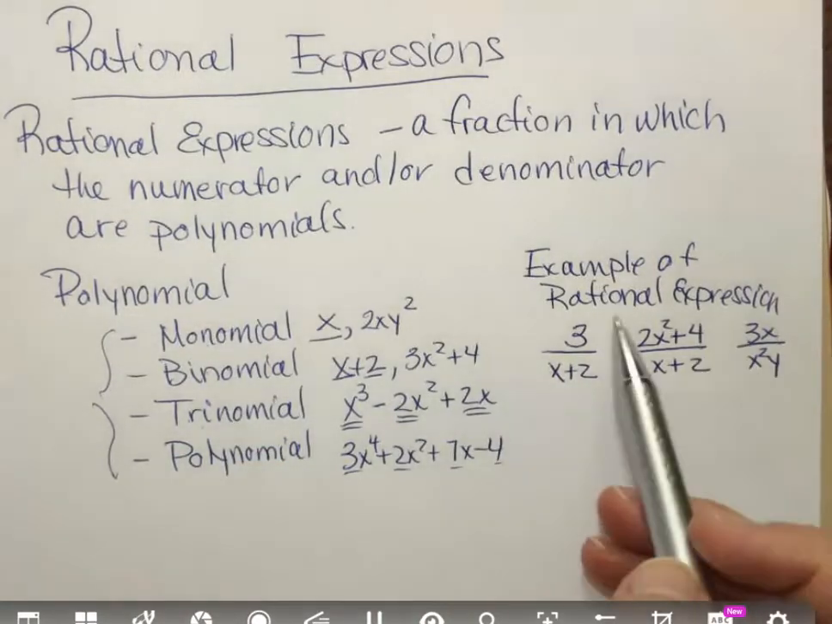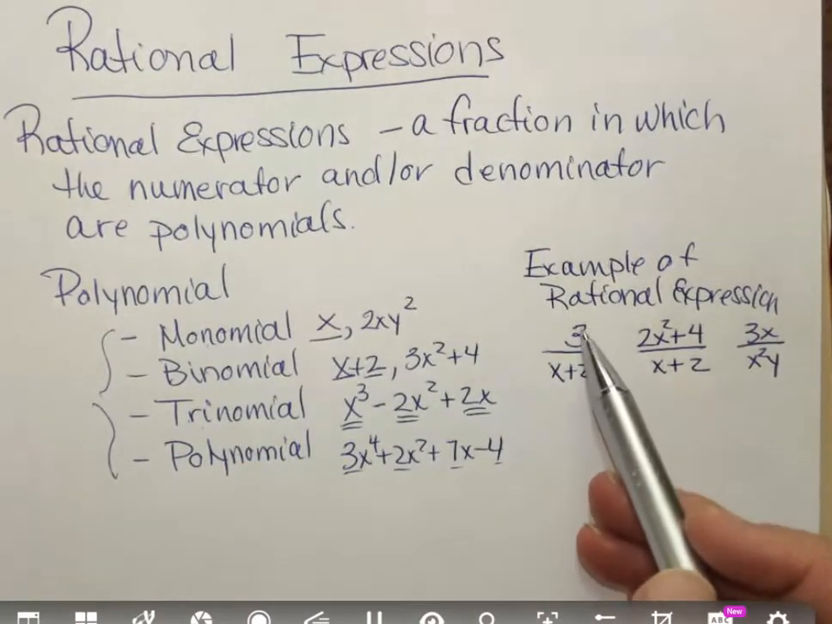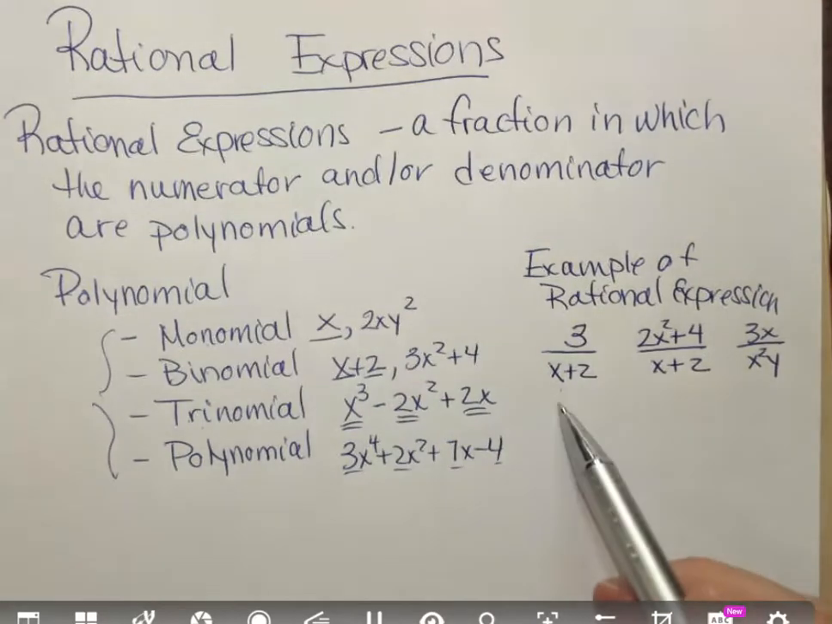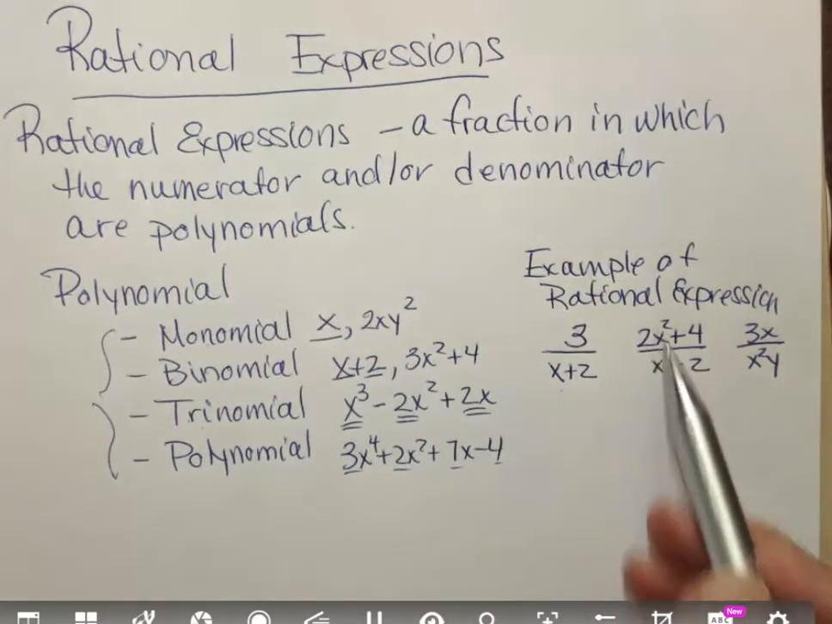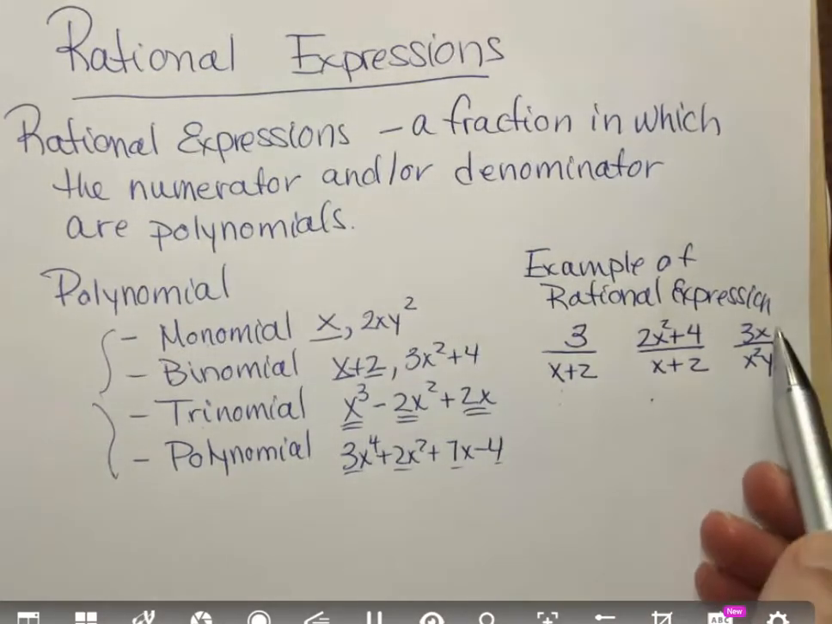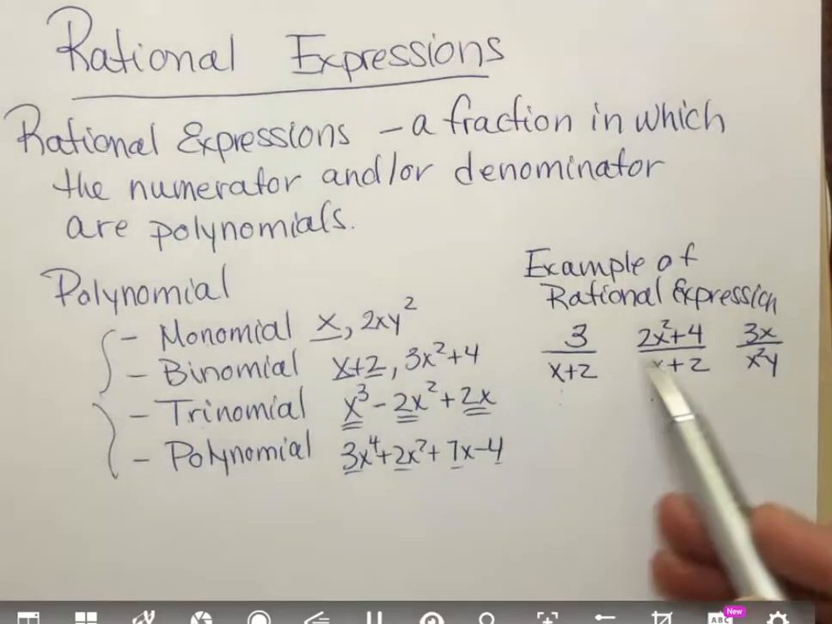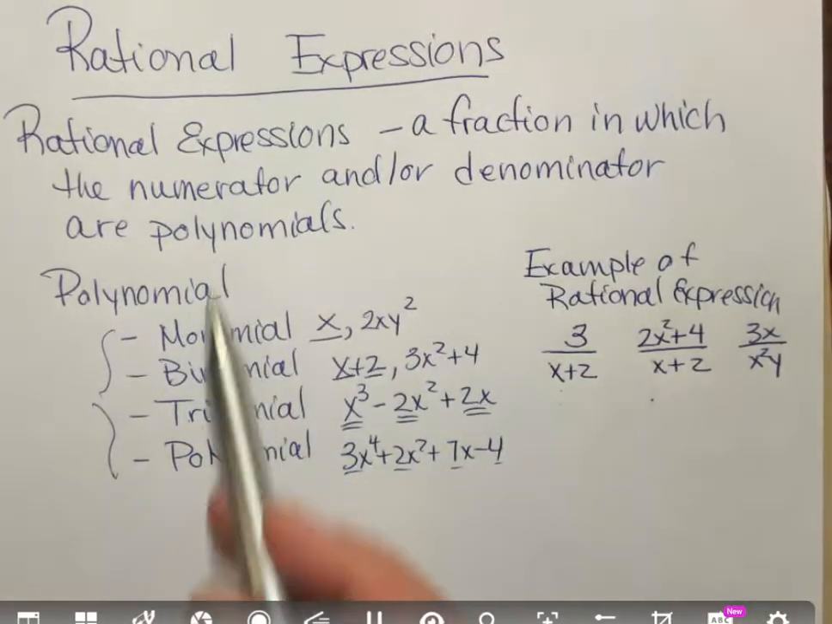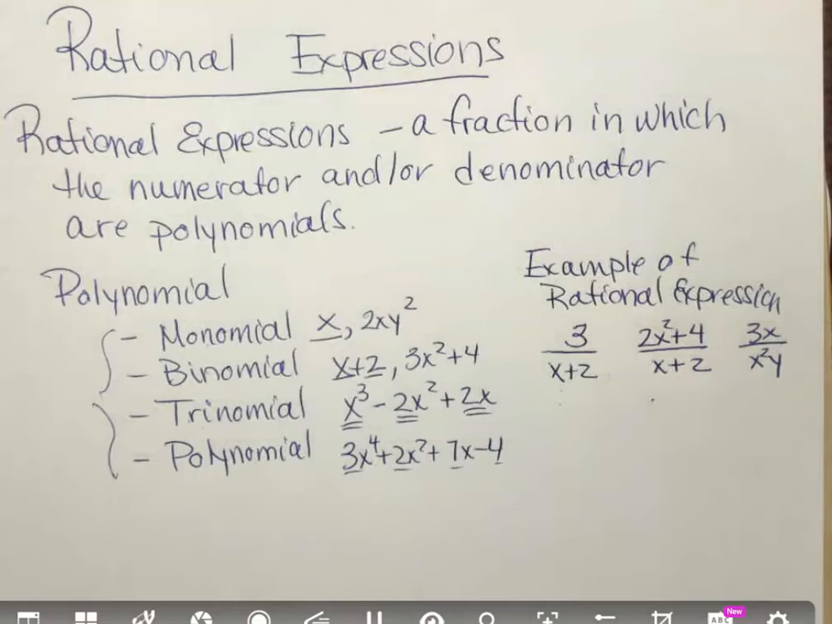Examples of a rational expression would just be, well, it's a fraction, 3 over x plus 2, 3 over a binomial, or a binomial over a binomial, or a monomial over a monomial. So as long as you have one of these, it would work as a rational expression.